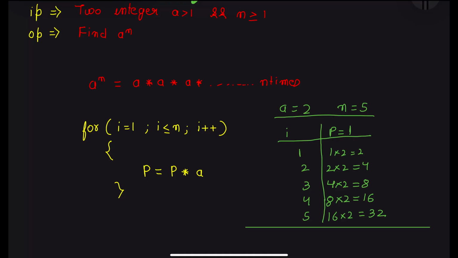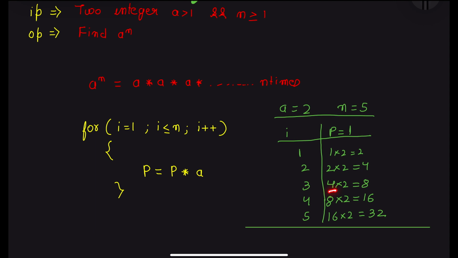Let's understand with the help of an example. So we have a equal to 2 and n equal to 5. The initial value of p is equal to 1. We are storing the value of output in p. When the value of i is equal to 1, p will be equal to p into a, 1 into 2, which is equal to 2. For the value of i equal to 2, the value of p is 2 and p into 2 is 2 into 2, which is 4. Now the value of p is 4.